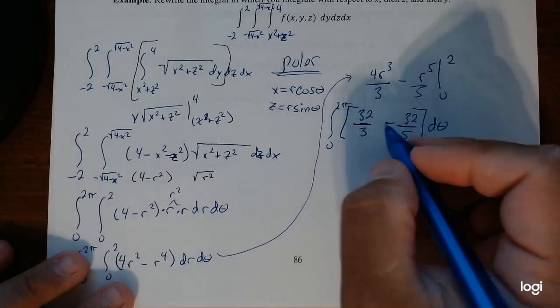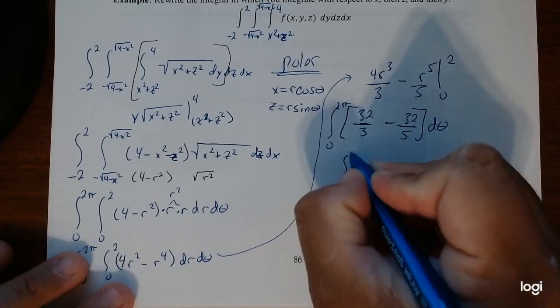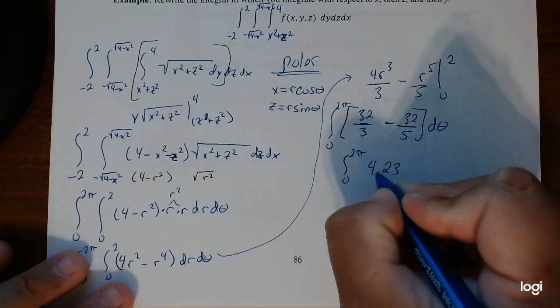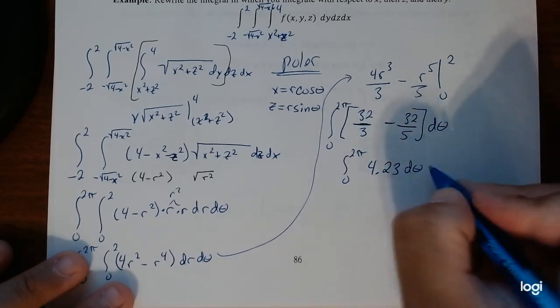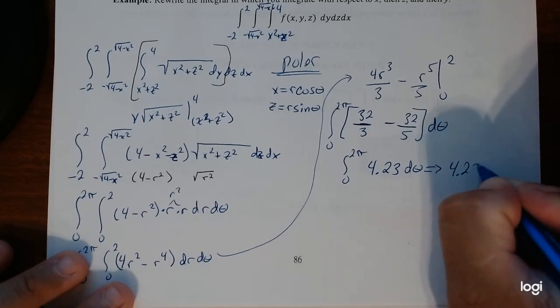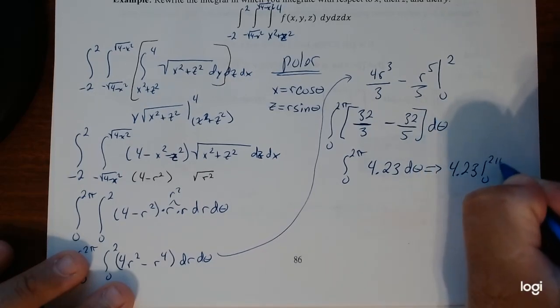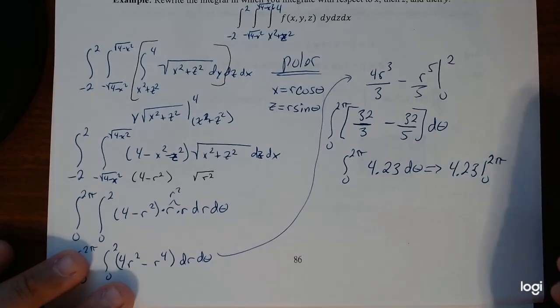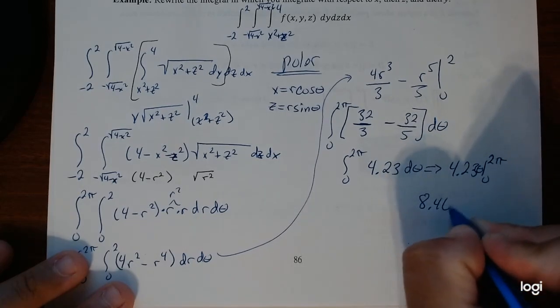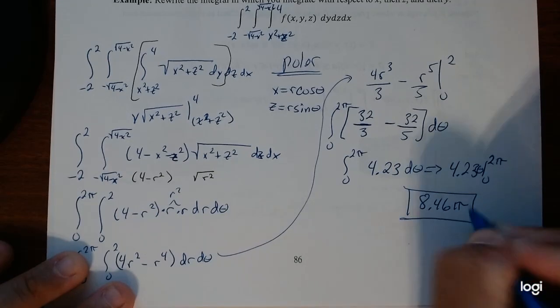So subtracting these two fractions just gives us 4.23 approximately. So evaluating this at just 2 theta, 2 pi when I'm talking about theta, just gives us 8.46 pi. And there's our answer.